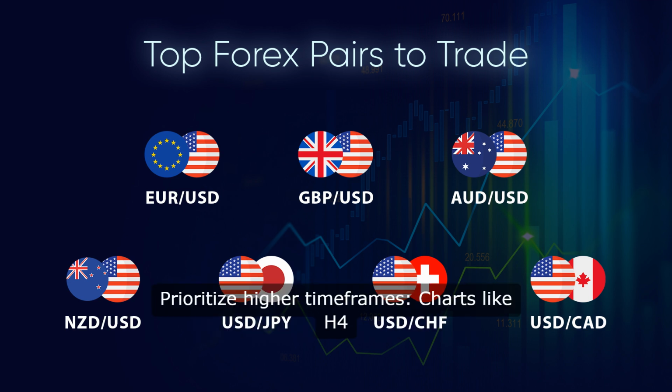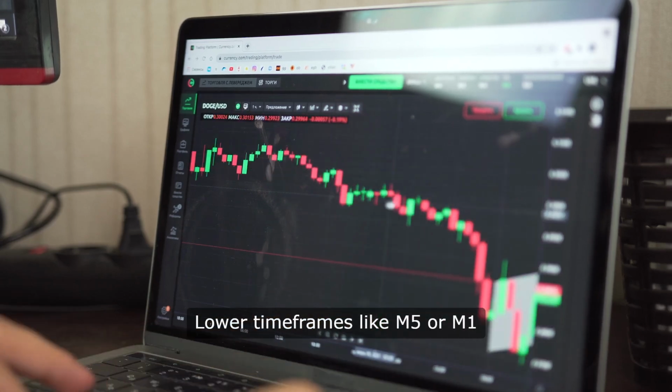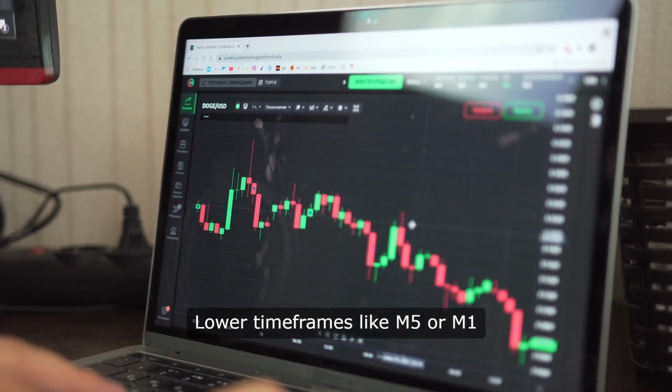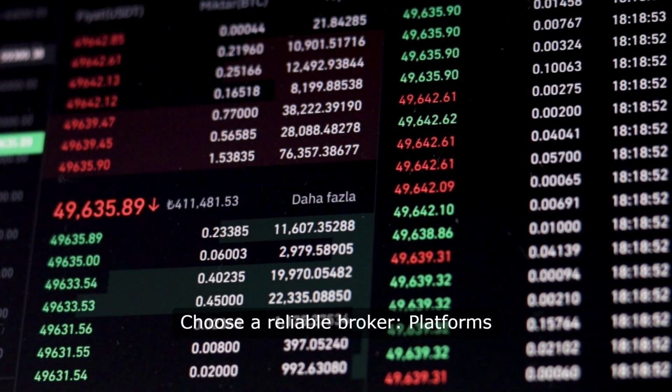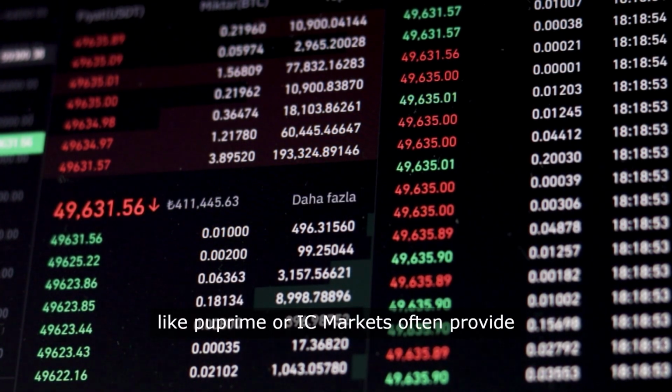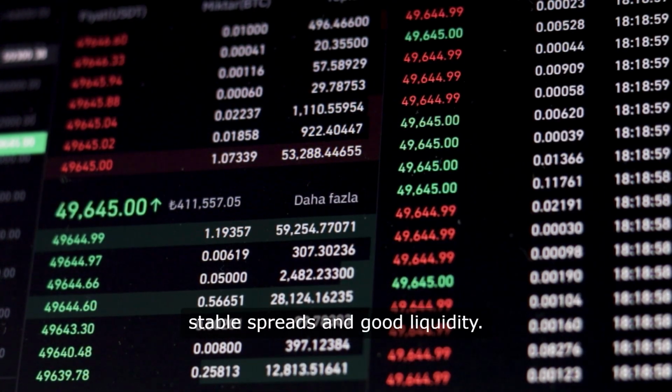Prioritize higher time frames. Charts like H4 or D1 reduce the risk of stop-loss triggers caused by minor market fluctuations. Lower time frames like M5 or M1 are more susceptible to noise. Choose a reliable broker. Platforms like Puprime or IC Markets often provide stable spreads and good liquidity.